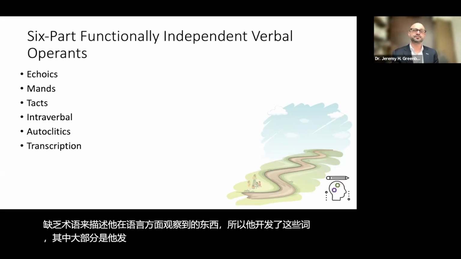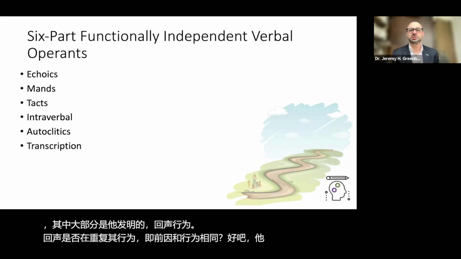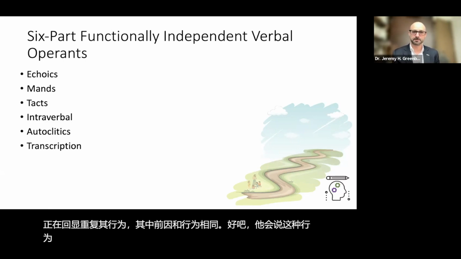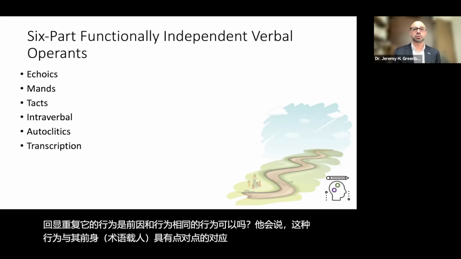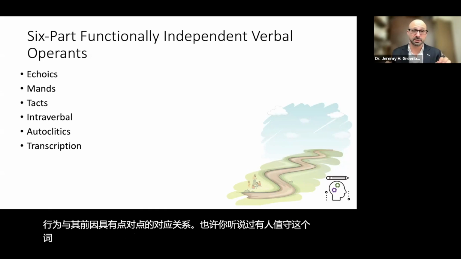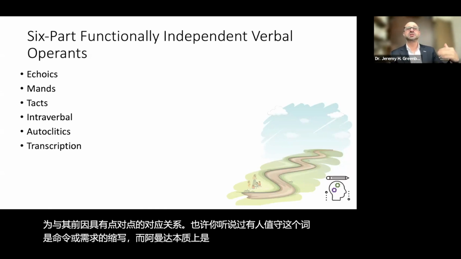Echoic behavior is echoing, repeating. It's behavior where the antecedent and the behavior are the same. Okay, he would say that the behavior has point-to-point correspondence to its antecedent. The term mand, perhaps you've heard of, is short for command or demand, and a mand is essentially a request. A mand specifies its reinforcer.